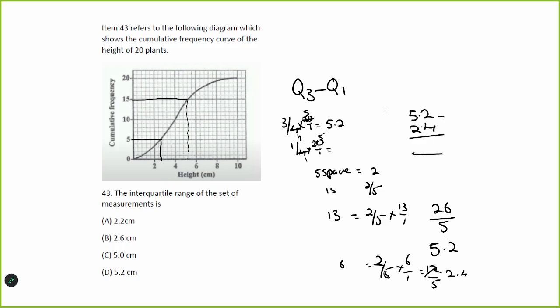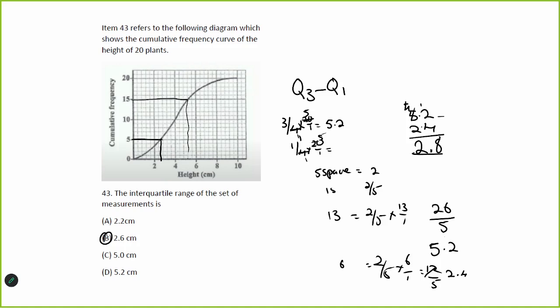Now you all remember, this is just eyeballing. It's not exact, you know. So this is 4. This is 2.4, 5, 6, 7, 8, 9, 2.8. So the closest one to 2.8 is 2.6. So the answer here would be 2.6.